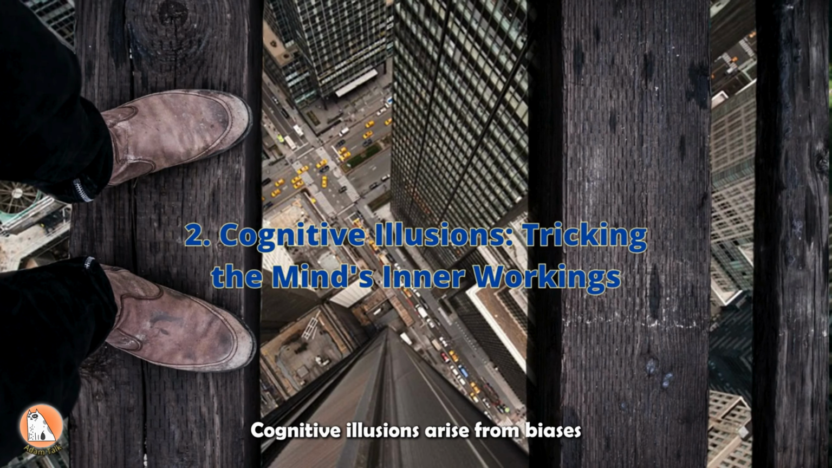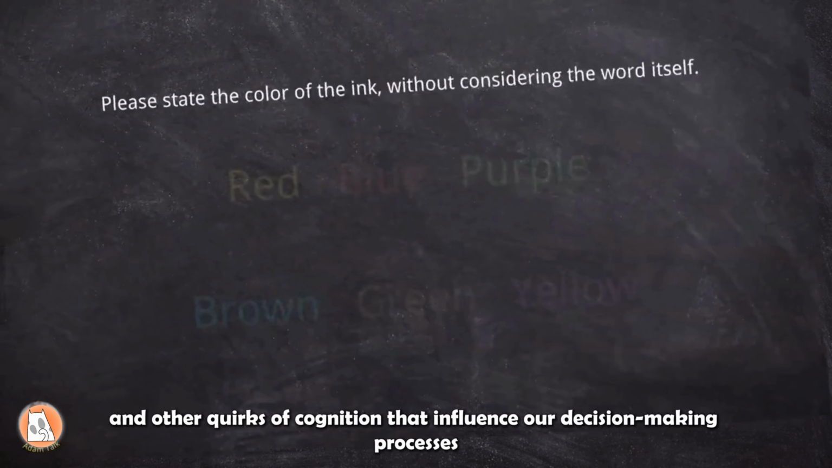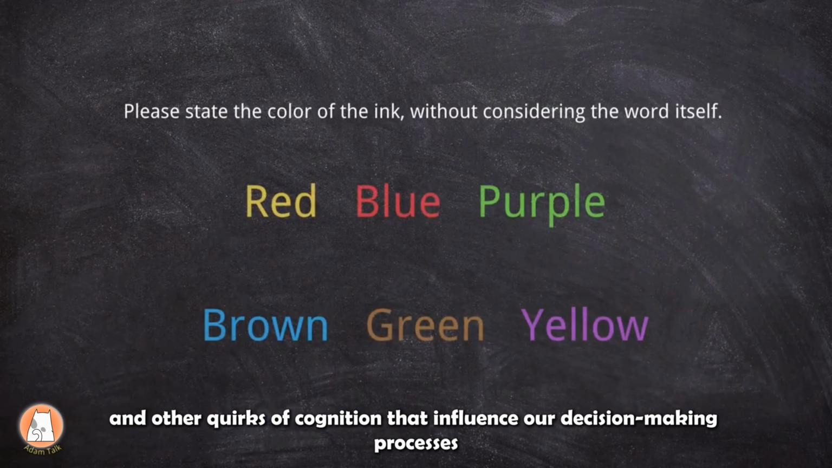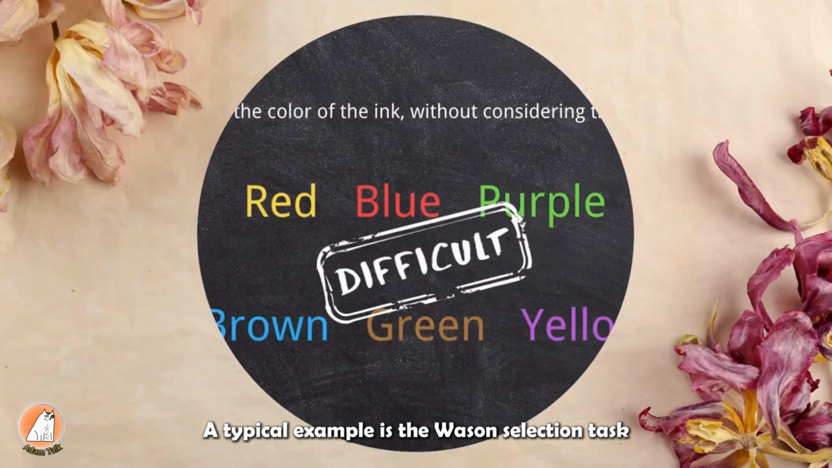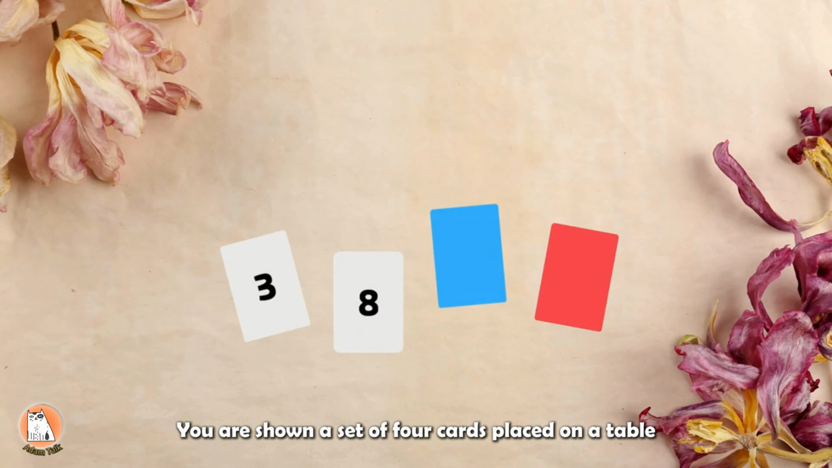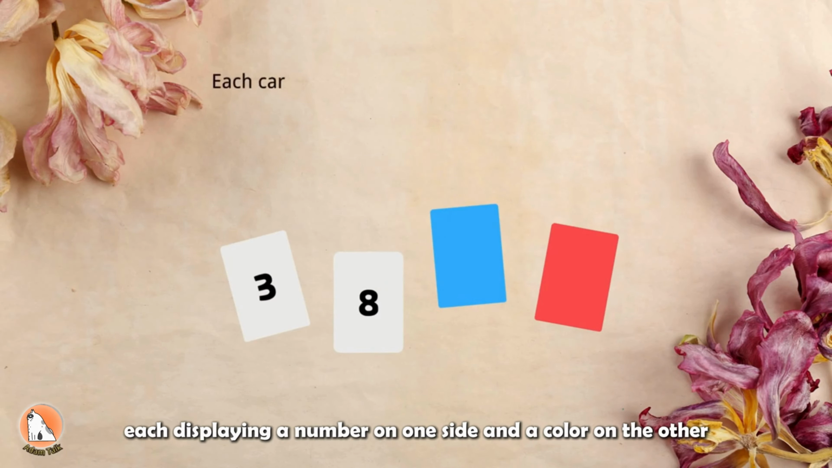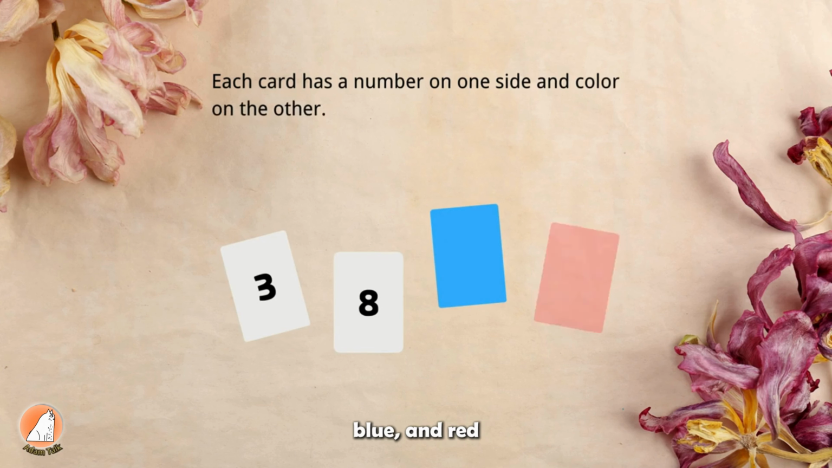Cognitive illusions arise from biases, heuristics, and other quirks of cognition that influence our decision-making processes. A typical example is the Wason selection task. You are shown a set of 4 cards placed on a table, each displaying a number on one side and a color on the other. The visible faces of the cards show 3, 8, blue, and red.